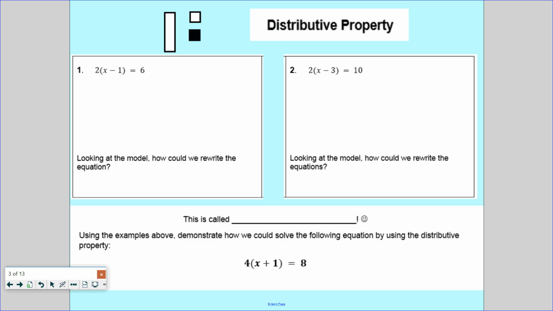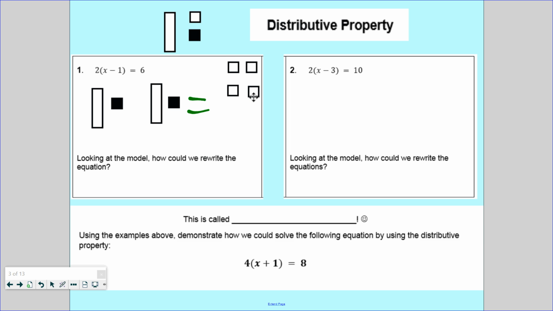So I'm going to use my algebra tiles first. So I have an x and a minus 1. But it's two groups of x minus 1 equal 6. 1, 2, 3, 4, 5, 6. Looking at this model, how would you rewrite this equation? It can be 2x minus 2 equals 6.